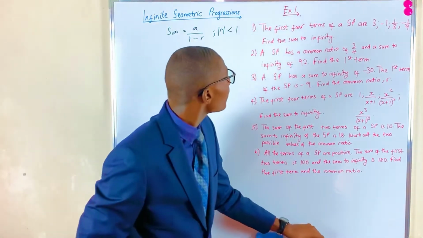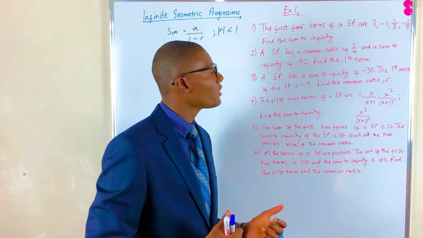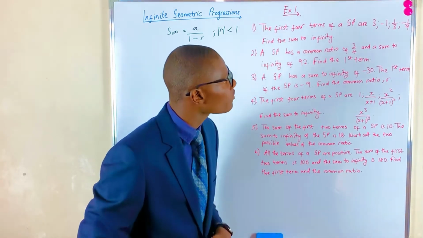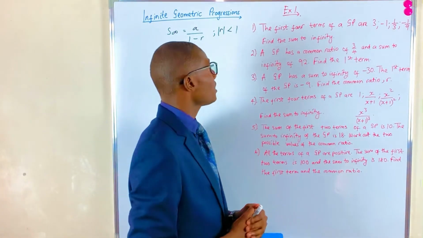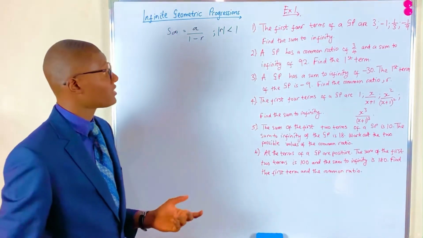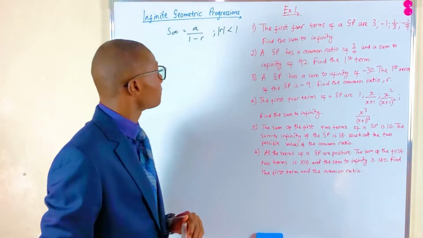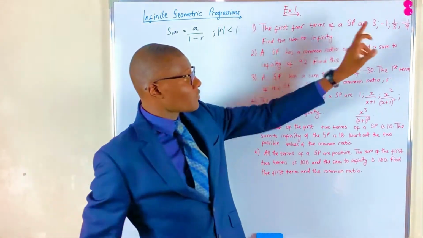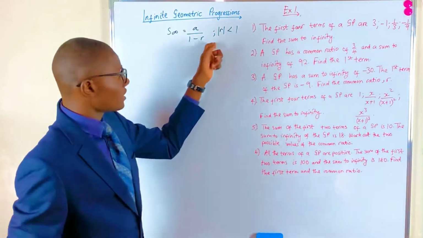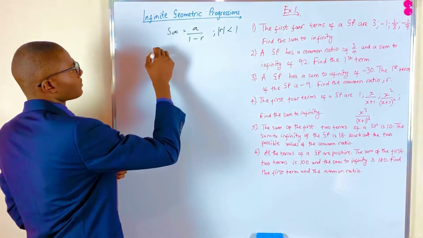So now for number 1, the sum of the first four terms of a GP are 3, -1, 1/3, and -1/9. Find the sum to infinity. So from the formula, we need a, which is the first term, and we need r, which is the common ratio. So first term we have it as 3 already. Now we need the common ratio.